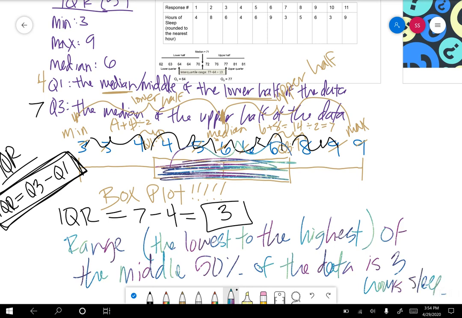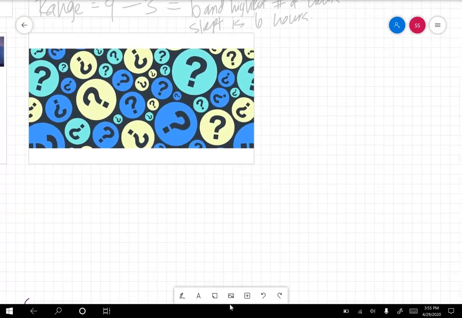So that means the middle 50% of the people in this survey, so really the most like, oh, we're not going to get into that. I won't get into that. But the difference between the lowest and highest of the middle 50% of our data or of our responses is 3 hours of sleep. So it's just another way of showing us how spread out our data is, right? How variable the data is, how much our answers vary from each other. Okay, so there's those in a nutshell.